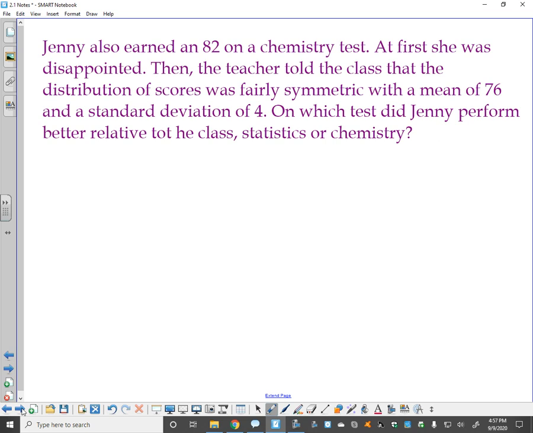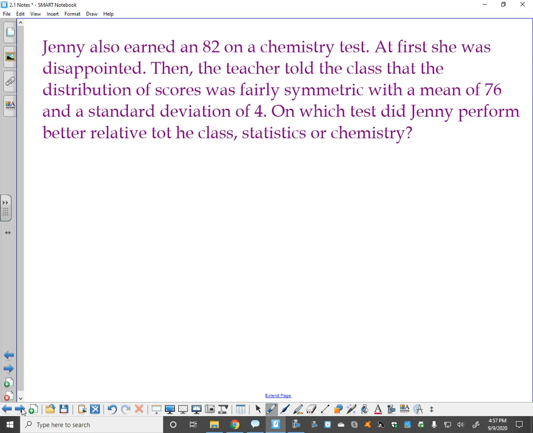Jenny also earned an 82 on a chemistry test. Okay, well that doesn't sound good. She made an 86 on her stats test. She made an 82 on her chem test. At first she was disappointed. Then the teacher told her that the class distribution of scores was fairly symmetric with a mean of 76 and a standard deviation of 4. And I want to know what test did she perform better relative to the class, stats or chem?